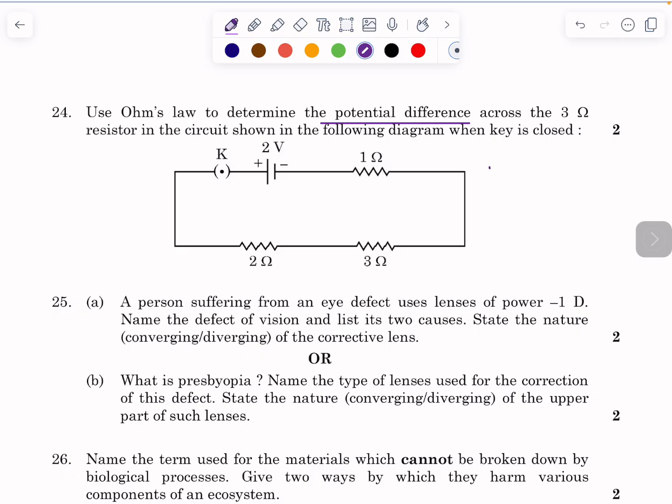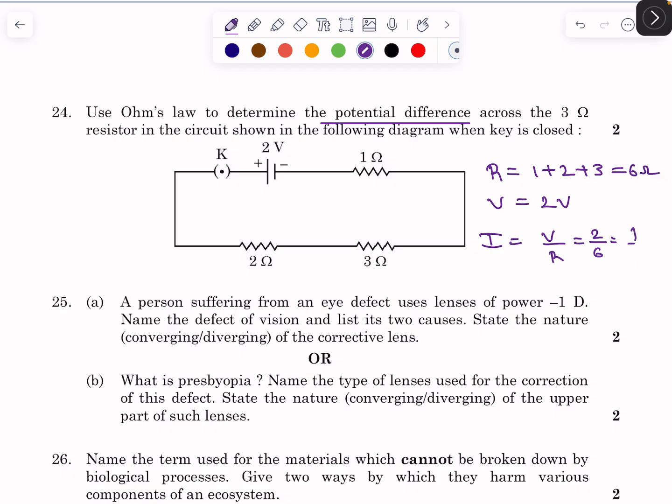Okay, so you find the total resistance first. R equal to R1 plus R2 plus R3, 3 plus 2 is 5, 5 plus 1 is 6 ohm, and the voltage is 2 volt. Your current value is the same, right? How much current is flowing through this circuit? So I equal to V by R, which is equal to 2 by 6, which is equal to 1 by 3. I equal to 1 by 3 ampere.